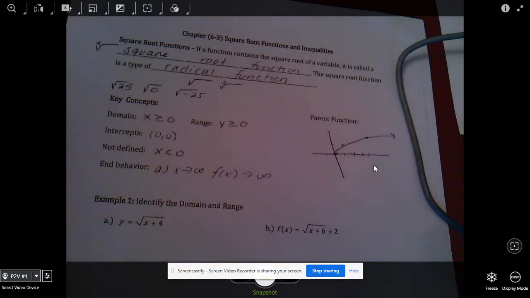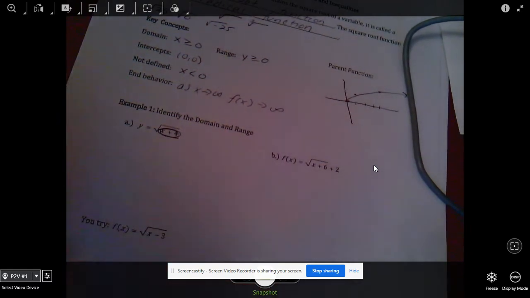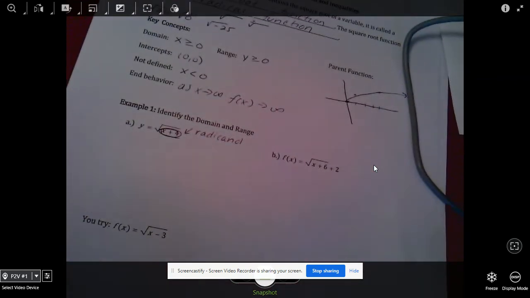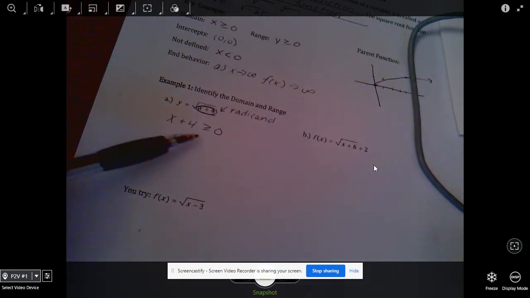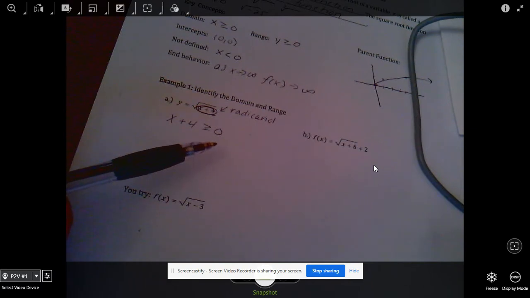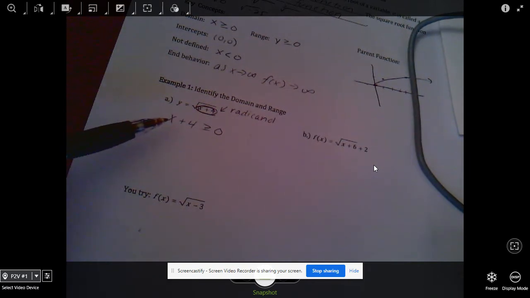Okay, so identifying domain and range. So we said that this stuff underneath the radical can't be negative. Well, this stuff underneath the radical is also called the radicand. So the radicand cannot be negative. So the radicand has to be greater than or equal to 0. Just like we had mentioned up here, x has to be greater than or equal to 0. So if all this stuff has to be greater than or equal to 0, then what does x have to be in order for that to be true?